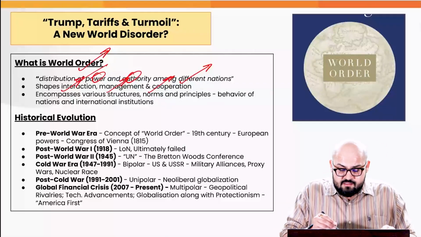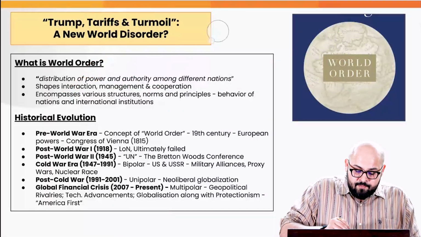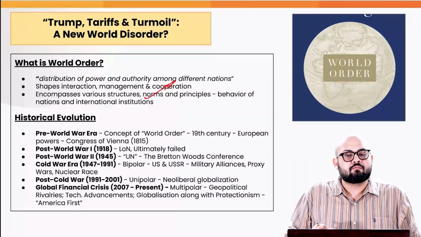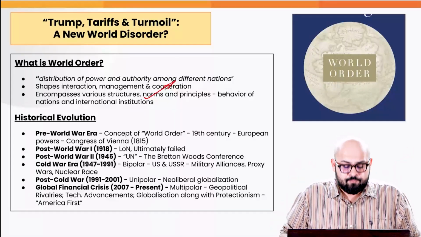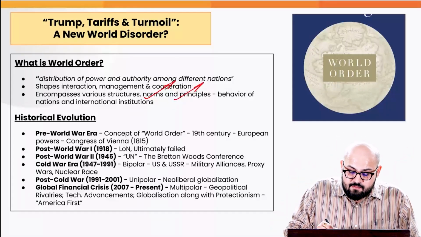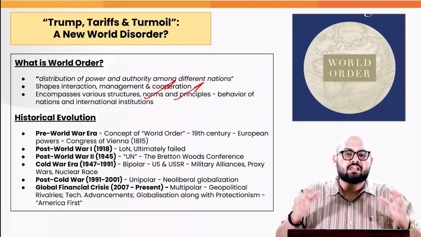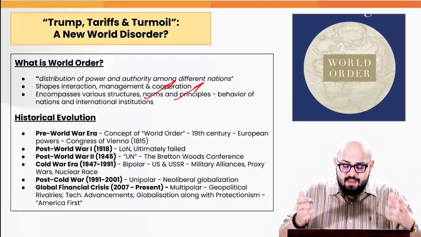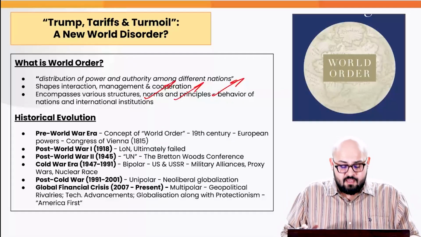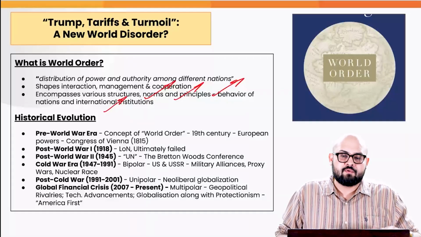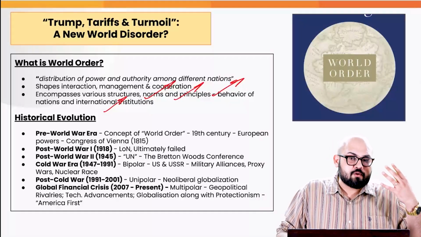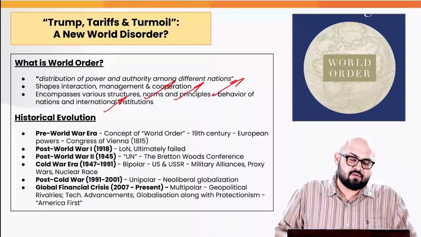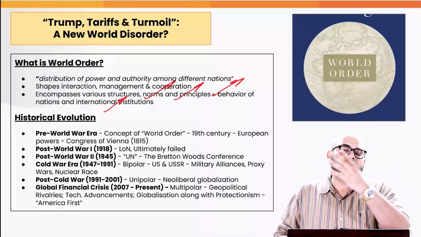Now, please understand that this concept of world order encompasses various structures, various norms, what we sometimes call the rules-based order, and it also encompasses various principles which nations are expected to abide by. Once nations follow this, it determines the behavior of different countries and international institutions. So we have different institutions, for example, the United Nations or the World Trade Organization. So it also determines the functioning of different international organizations, including different nations.